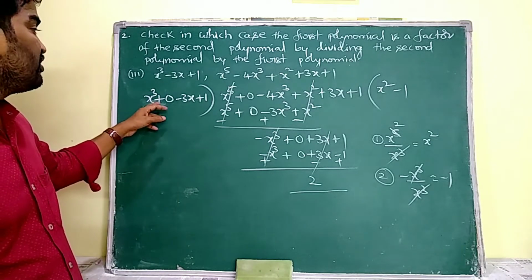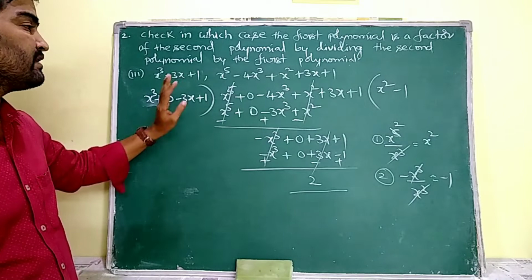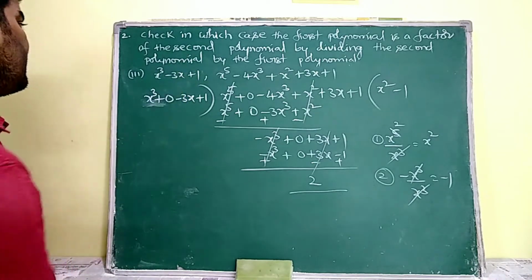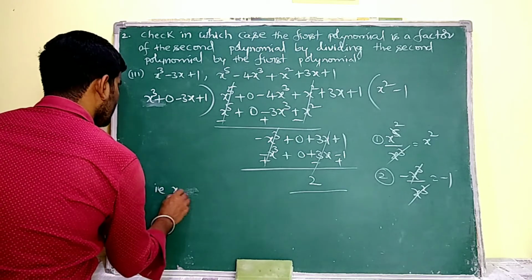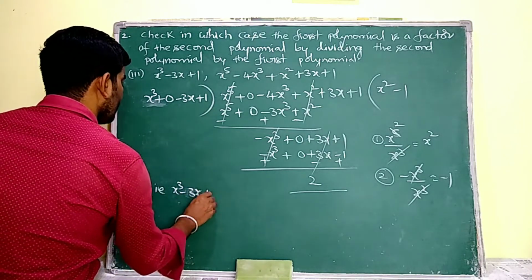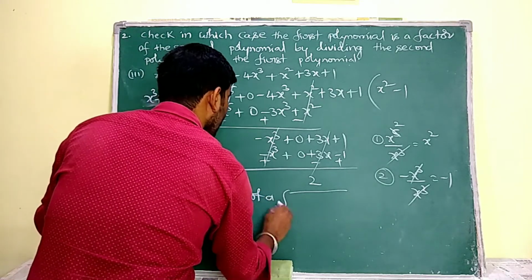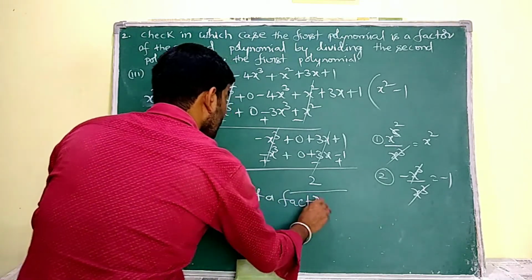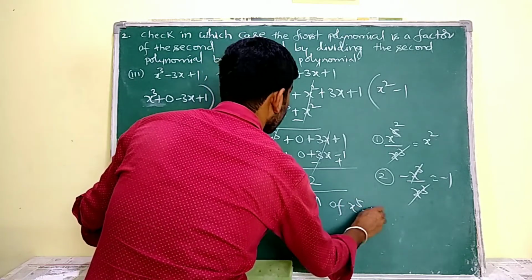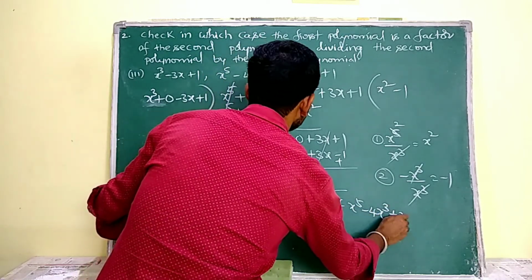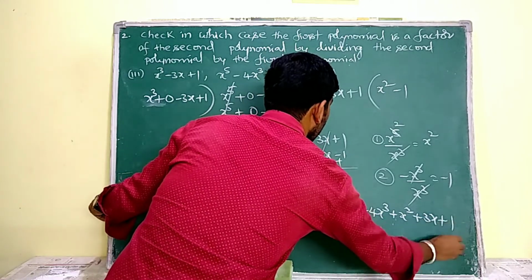So this polynomial x cube minus 3x plus 1 is not a factor of the polynomial x power of 5 minus 4x cube plus x square plus 3x plus 1.